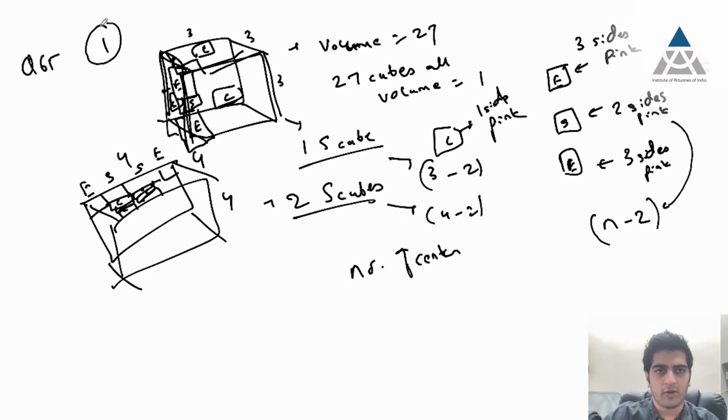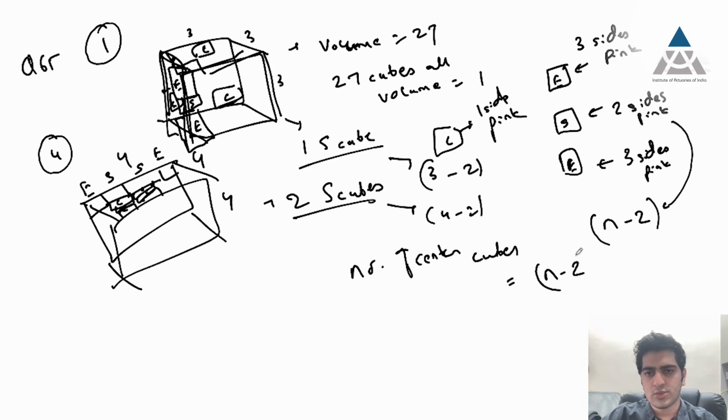Here you had one center cube on each side. Here you have 4 center cubes on each side. The next one will have 9. Number of center cubes will always be n minus 2 square. So here it is 3 minus 2 square, which is 1. Here it is 4 minus 2 square, that's 4. The next one will be 5 minus 2 square, that will be 9, and so on. So again, number of single side pink is also a factor of n.